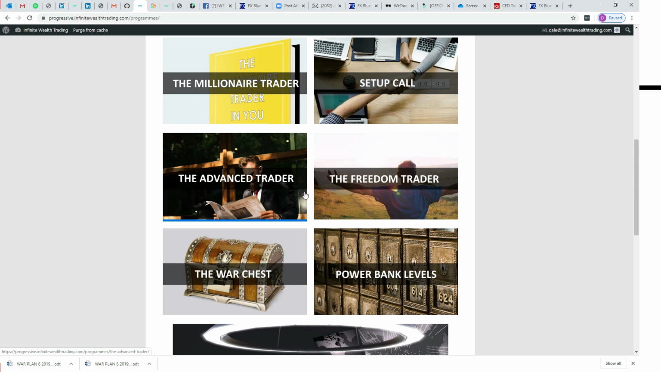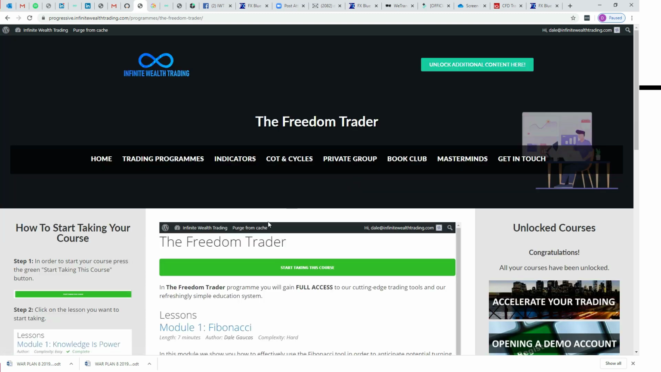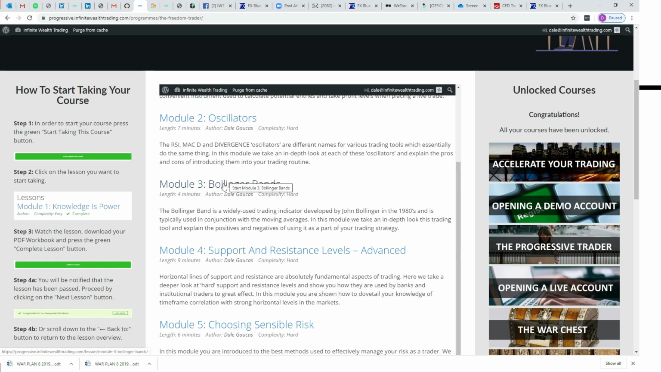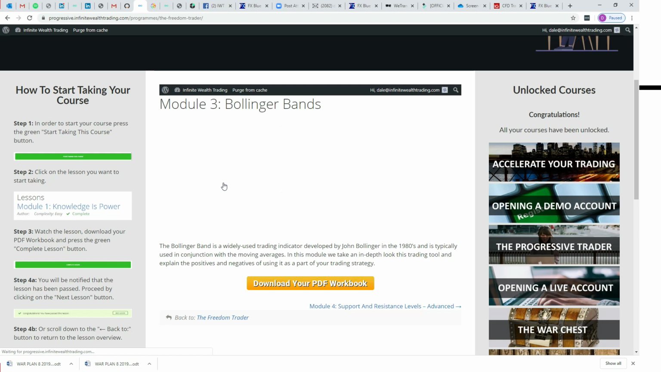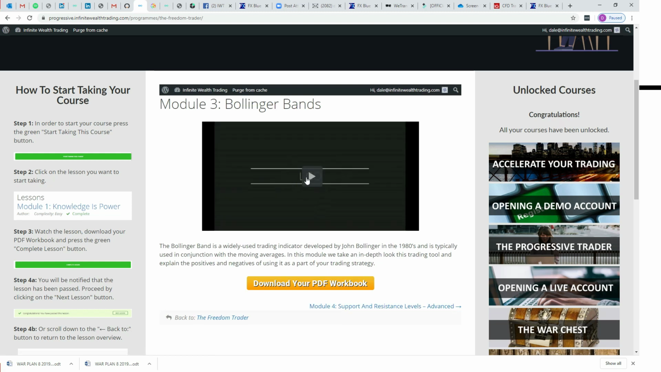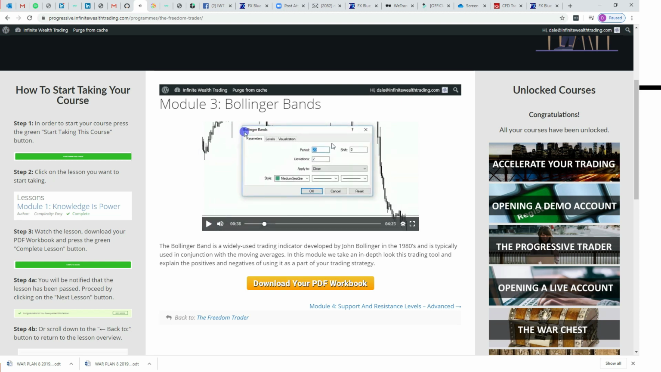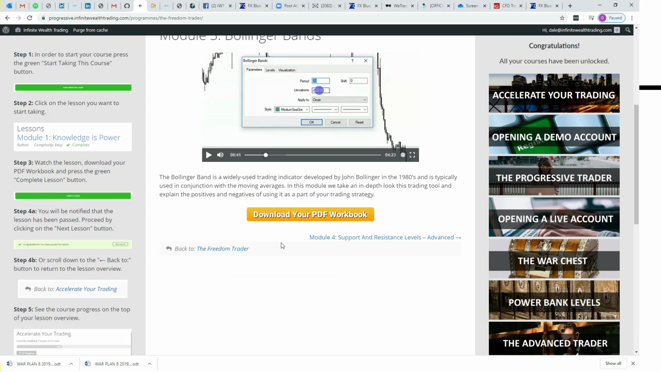You've got the Advanced Trader, the Freedom Trader. These are all programs. I'll just drop into one of these just to show you an example. So you've got the Freedom Trader. They're all laid out. So you'll say, right, I want to do this module, for instance. You'll click on that one. You'll click play, and it'll walk you through a step-by-step process of what to do here. So you can see the video. It's telling you what to do, when to do it, and how to do it.